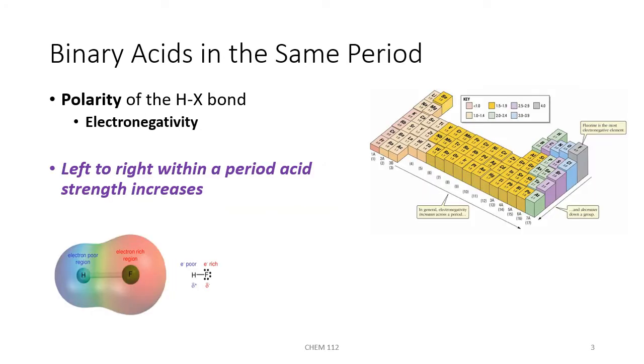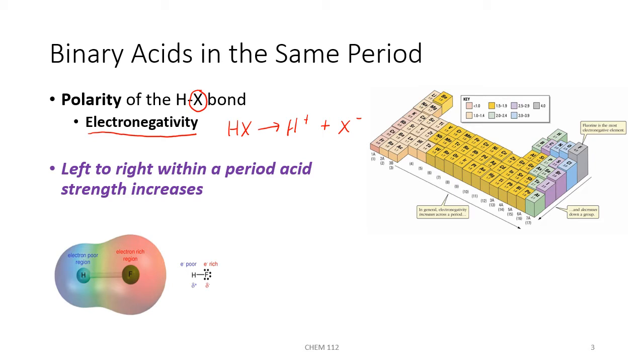When comparing binary acids that are in the same period of the periodic table, the size doesn't really change very much. So size is not going to determine the polarity of our HX bond. Instead, the major factor to consider is the electronegativity of the nonmetal. That will determine how polar the HX bond is and how easily it can break up into the hydrogen ion and X minus its anion. The easier that HX can break up into H plus and X minus, the stronger the acid will be.